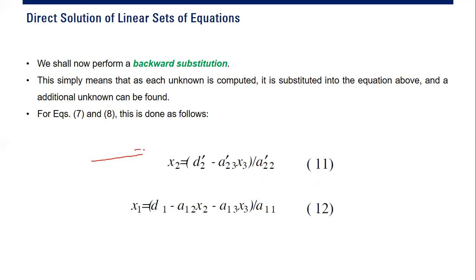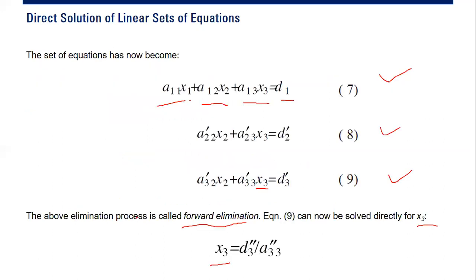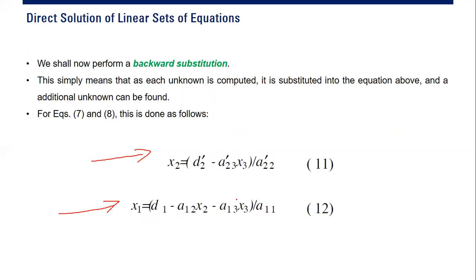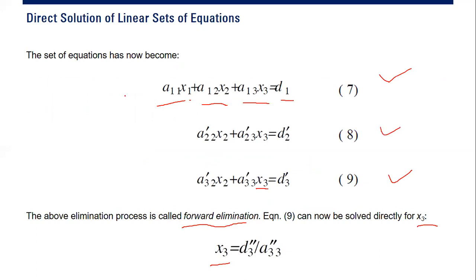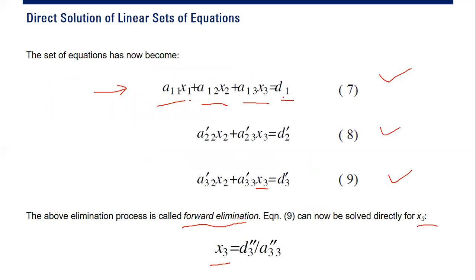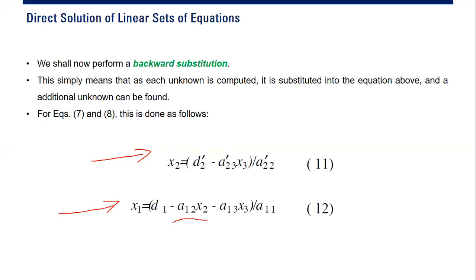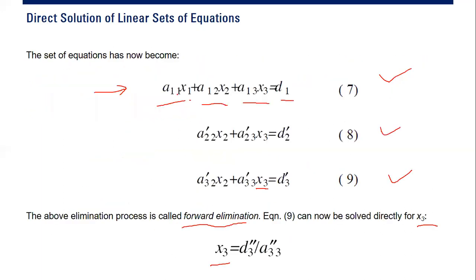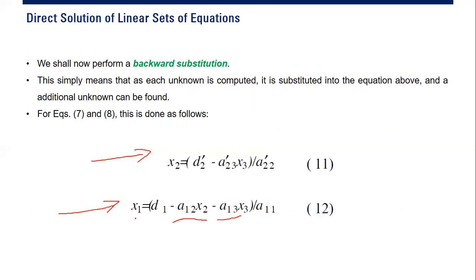So we have x2 and we have x1. So x2 equals d2 double prime minus a23 double prime x3. And then for x1, we get that from equation 7. x1 equals D1 minus A12 x2 minus A13 x3, and all of them divided by the coefficient of x1, which is a11. So we get that. So this is x1.